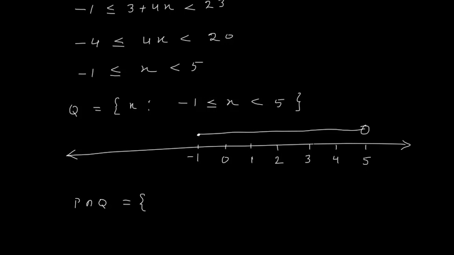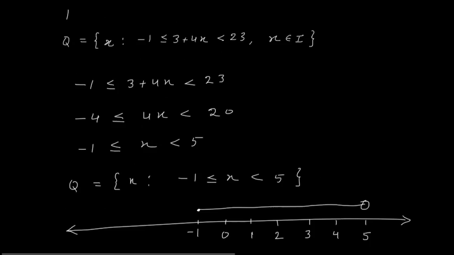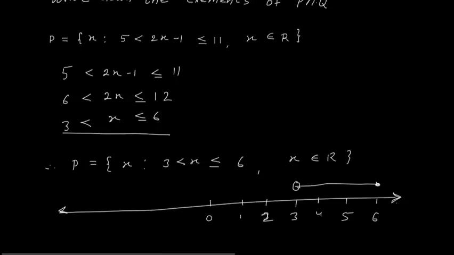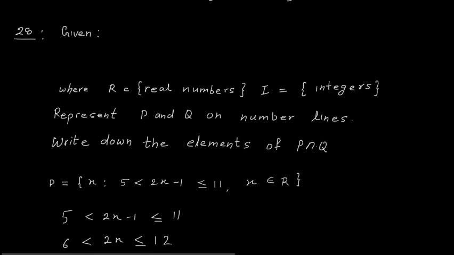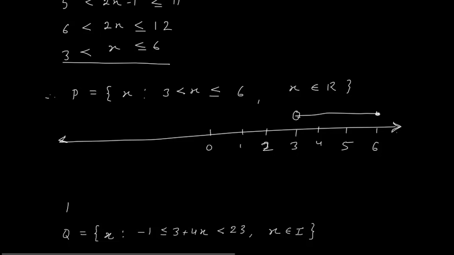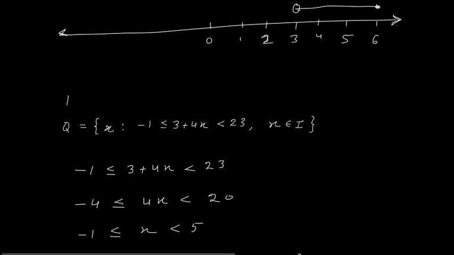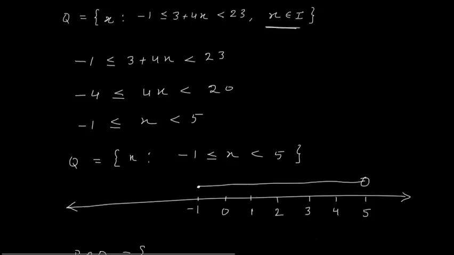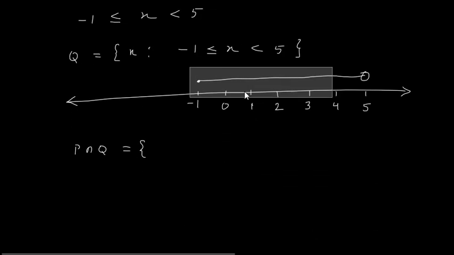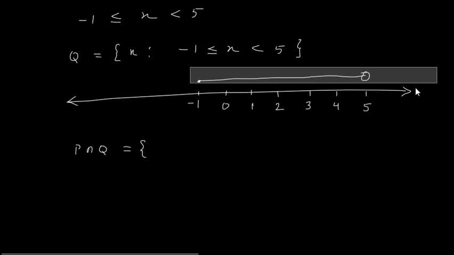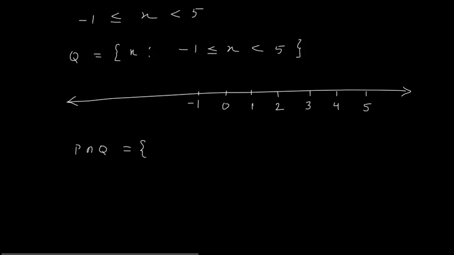Acha, one mistake I am doing. Here in second case Q, x belongs to integers, okay. So in Q this x belongs to integer. So integer means I cannot represent like this. I have to take integer values. That means we can represent them like minus 1, this point we will consider, 0 we will consider, 1, 2, 3 and 4. This is how we represent.